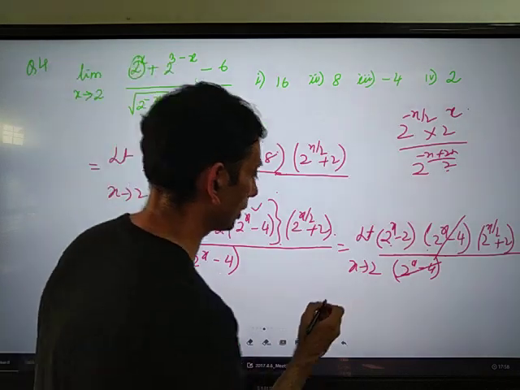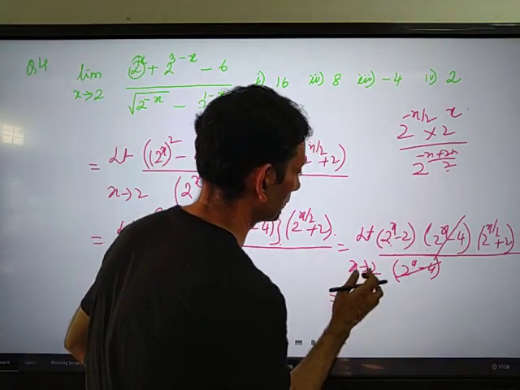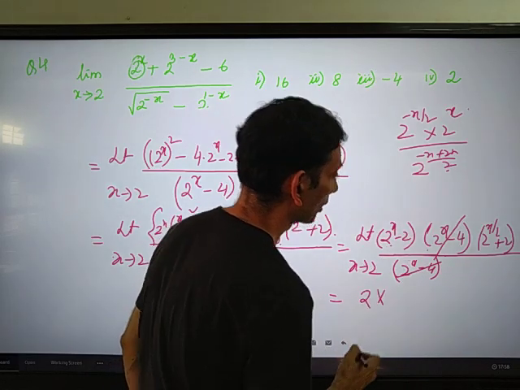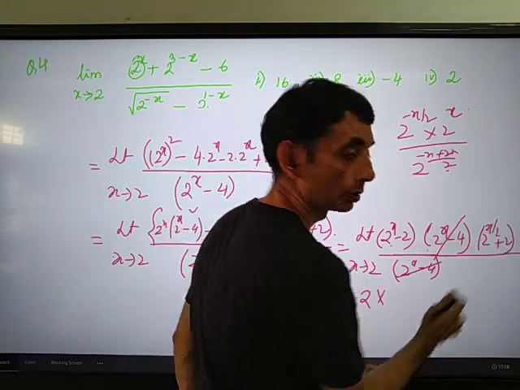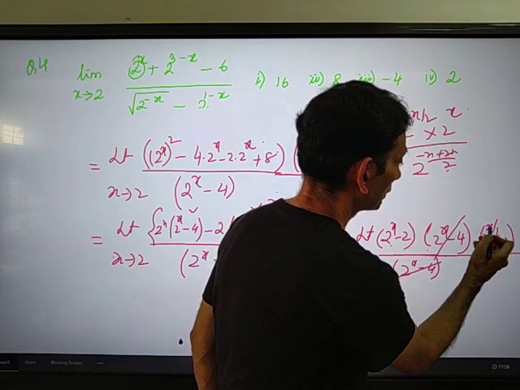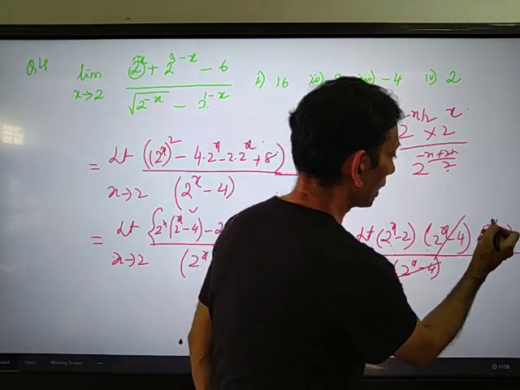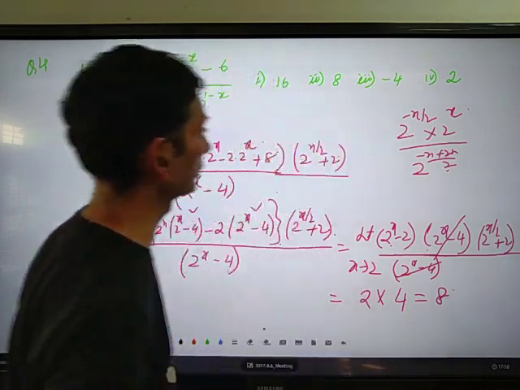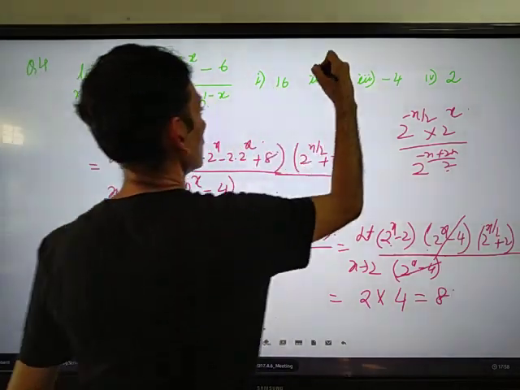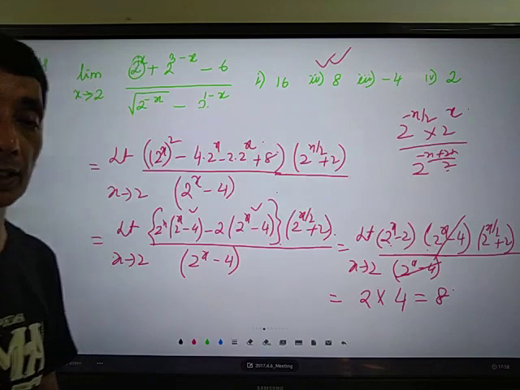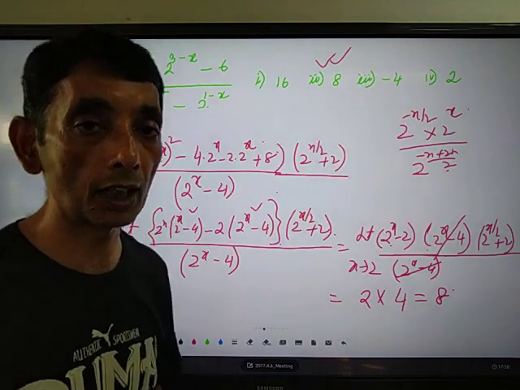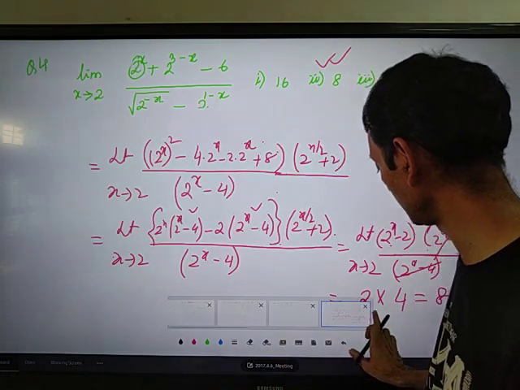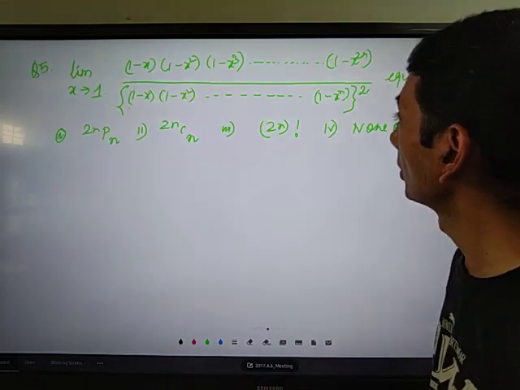So what is left out? This is 2 to the power x minus 2. If you substitute 2, so it's 2 to the power 2, that means 4 minus 2 is 2. Then this will be 2 to the power 1, which is 2, plus 2, that is 4. 4 into 2 is equal to 8. So your option 3 is correct. This is another very important question. Okay, let's move ahead for the next questions.